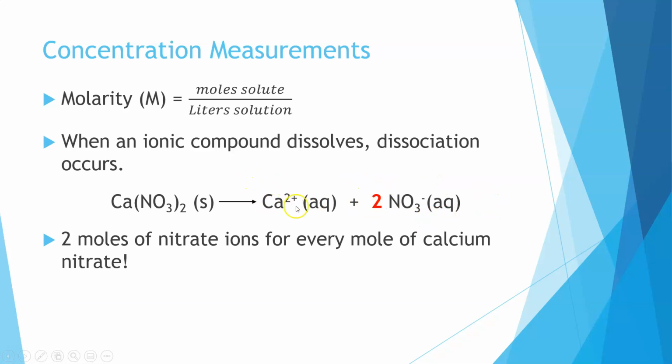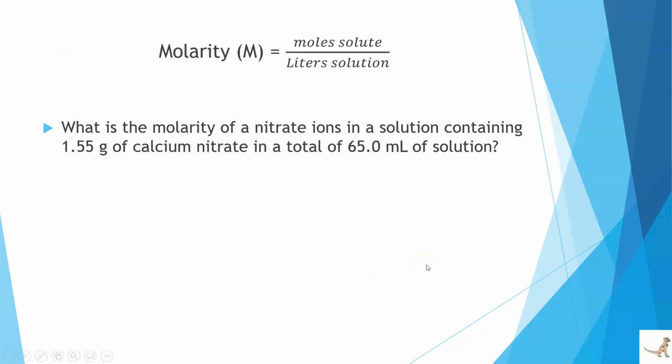The concentration of the calcium ions is the same as the concentration of the calcium nitrate because it's a 1-to-1 mole ratio. But the concentration of the nitrate ions is going to be double. You get 2 moles of nitrate ions for every mole of calcium nitrate. So this is what a problem will look like. What's the molarity of nitrate ions in a solution containing 1.55 grams of calcium nitrate in 65 mL of solution?